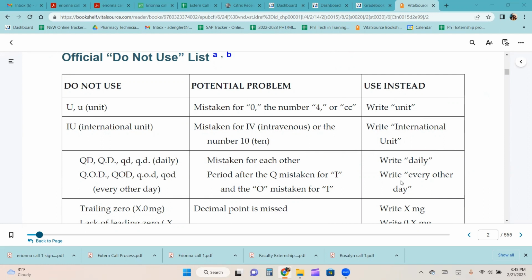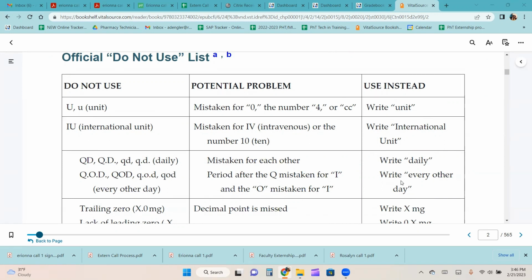But you could see them in real pharmacy use, because I guarantee that the doctors do not pay attention to this. So for unit, we shouldn't use U. We should write unit instead, because it can be mistaken for 0, 4, or CC.